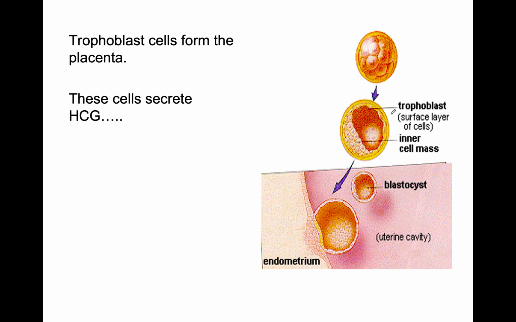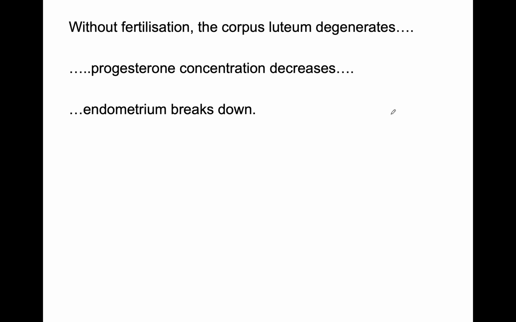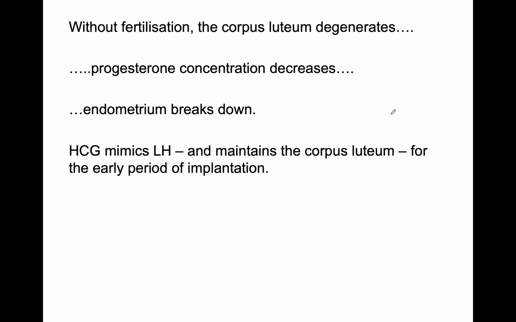They secrete human chorionic gonadotrophin, a hormone. This is HCG, which is the hormone detected in a pregnancy test. Without fertilization, the corpus luteum will degenerate. Progesterone concentrations decrease, the endometrium breaks down, causing menstruation.